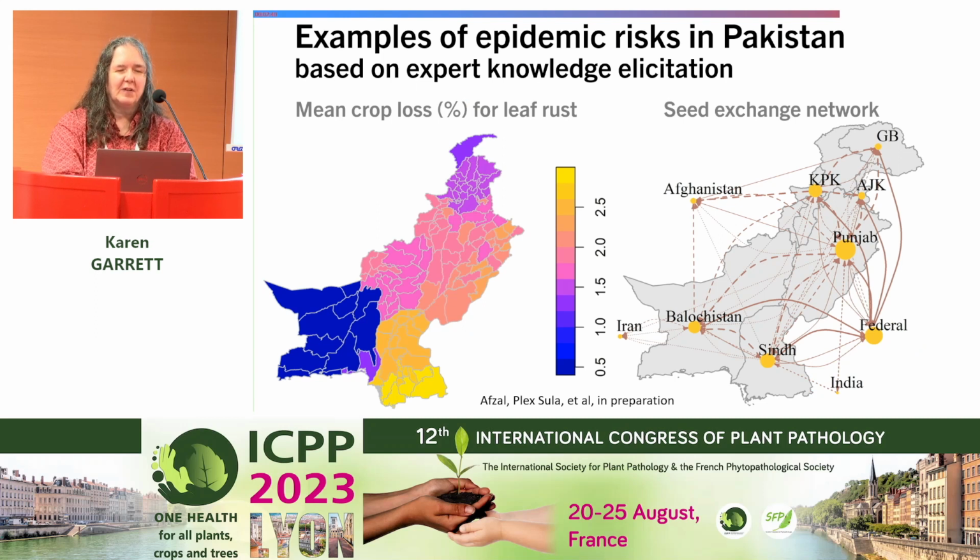Here's an example from expert knowledge elicitation in Pakistan. We were looking at experts' estimates of crop loss, in this case to wheat leaf rust, and then also looking at informal trade. There's rarely a lot of information about informal trade, but experts often have a pretty good idea of what informal trade is like. So here's an illustration of looking at both formal and informal trade in this system.